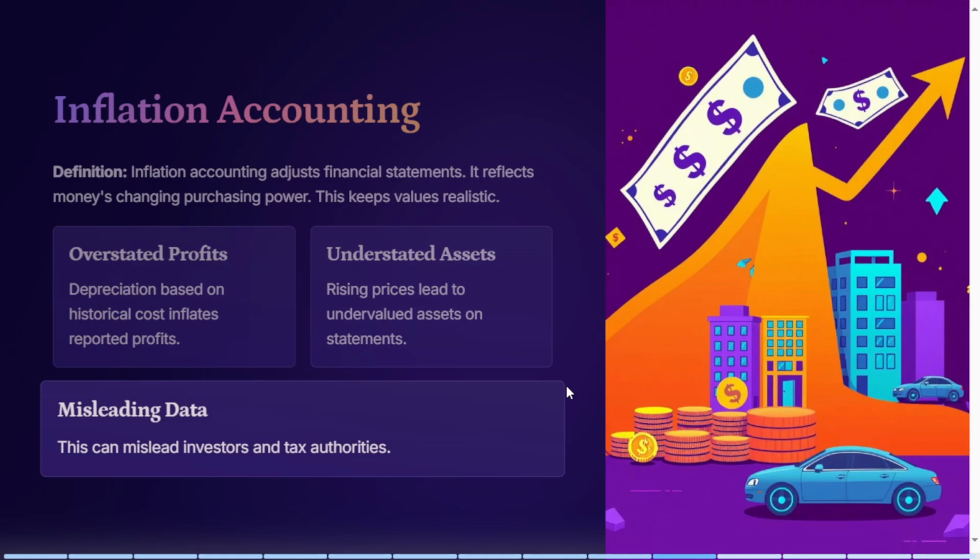Misleading data creates false information that misleads investors. Investors think the company is more profitable than it really is. It also misleads the tax authorities, who collect taxes on inflated profit, and the management makes decisions based on unrealistic financial data.